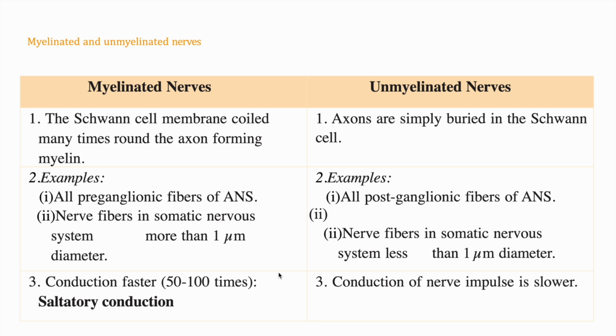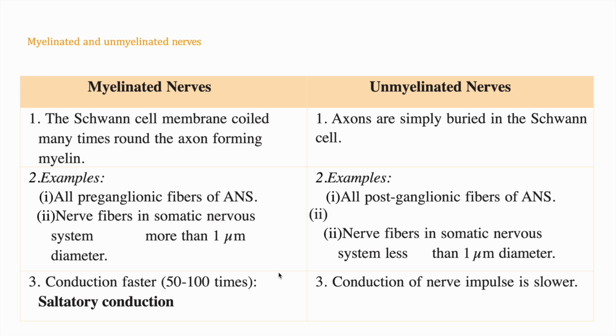Nerves may have the myelin sheath, and are called myelinated nerves. Nerves that do not have the myelin sheath are called unmyelinated nerve fibers. Myelinated nerves are formed from Schwann cells, whereas unmyelinated nerves are simply buried in the Schwann cell.